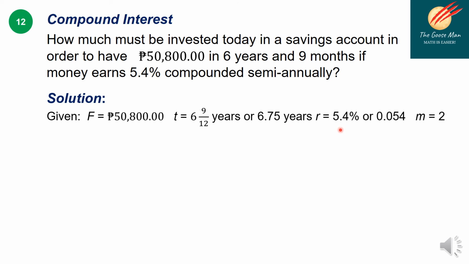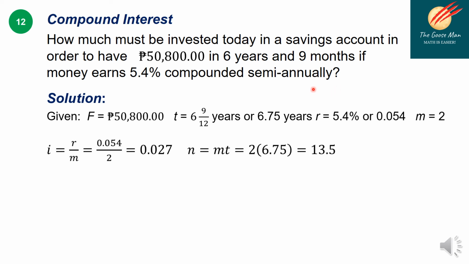The rate is 5.4%, and m is equal to 2 because it is compounded semi-annually. Next, we have i, or what we call the periodic rate, which is equal to the annual rate divided by the number of conversions. So we come up with 0.054 divided by 2, or 0.027. And n, or the total number of conversions, is equal to m times t. So that is 2 times 6.75, which is equal to 13.5.